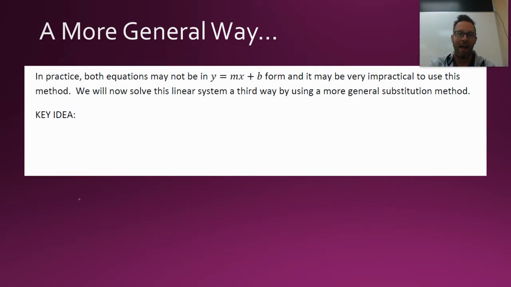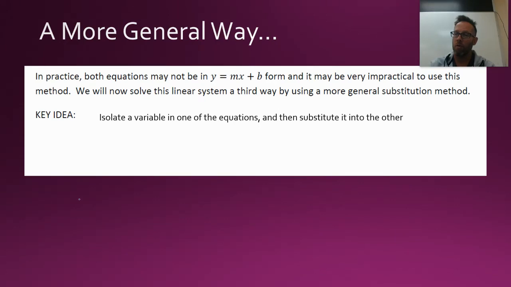Either one of those methods actually worked pretty fine. None of them took a long time, but we want a more general method to cover all of our bases. And the key idea we're going to use is this. To use the method of substitution in a more general way, we're going to isolate a variable in one of the equations and then substitute it in the other. Now, when I say a variable, right now we've been getting the equations in the form y equals, but that doesn't have to be true. We could actually isolate an x instead, and I'm going to show you that in a few examples here.